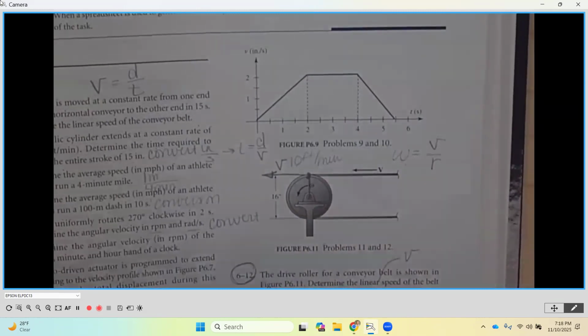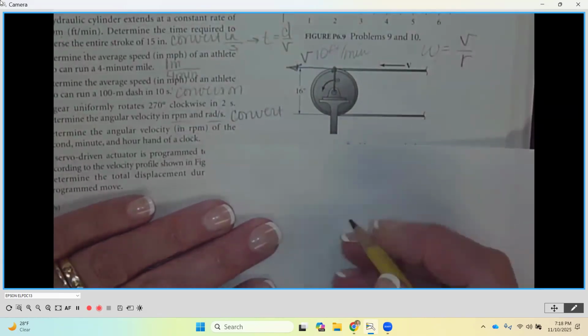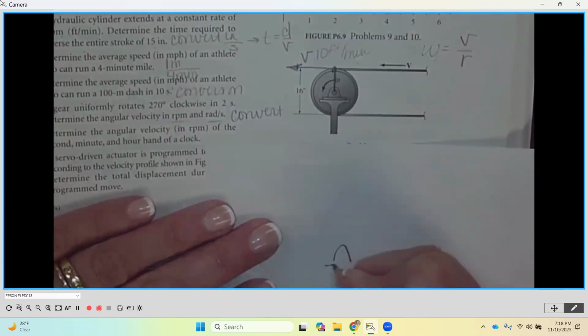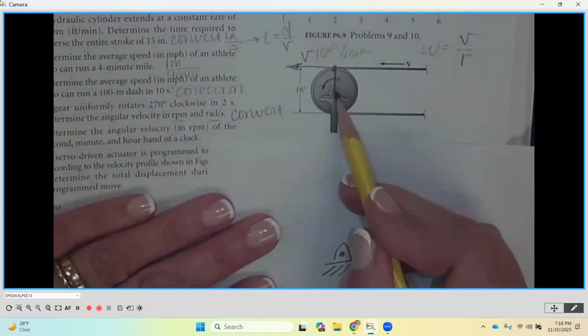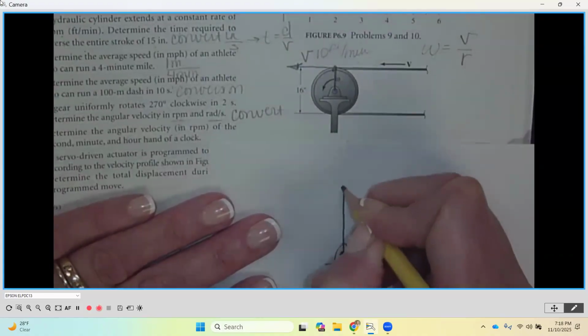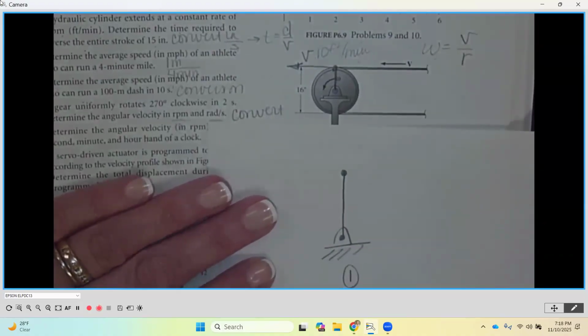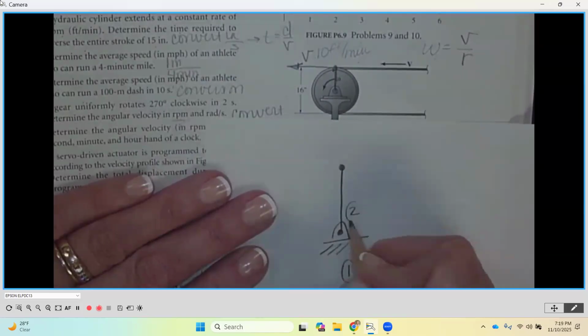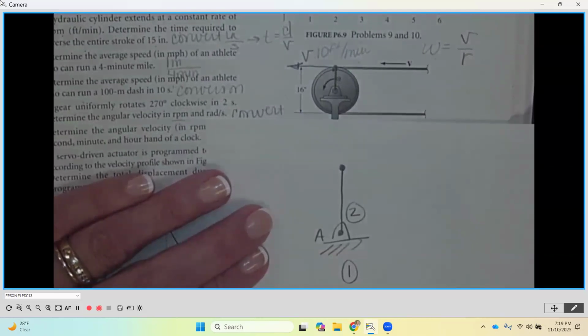Now, to represent this in a kinematic diagram, kind of like what we've done in a couple other places, you are going to show the center of rotation as a frame. That's going to be the center of rotation, so that's this point right here. You're just going to show a radius going straight up to the top. So in essence, this is the frame, and this is link number 2. Our center of rotation is going to be A.